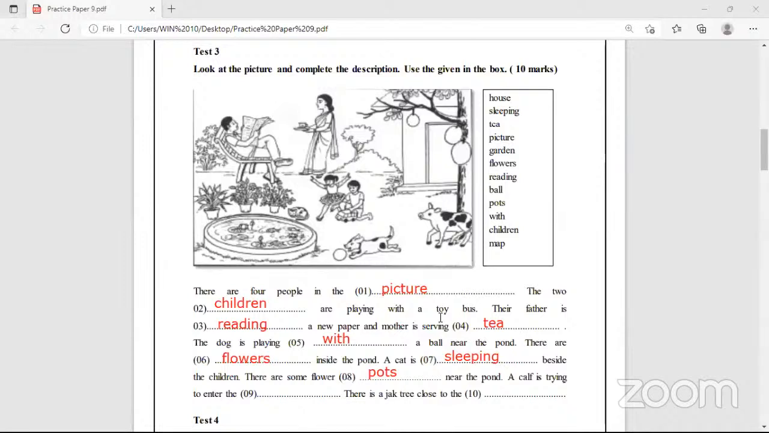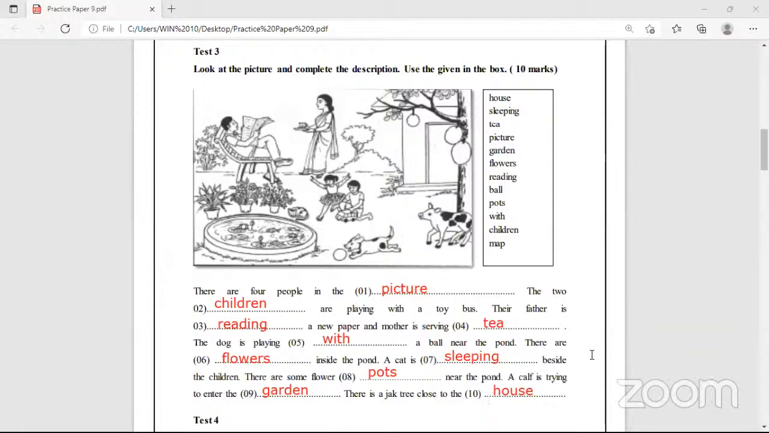And next, a calf. A calf is trying to enter the garden. There's a jack tree close to the house.